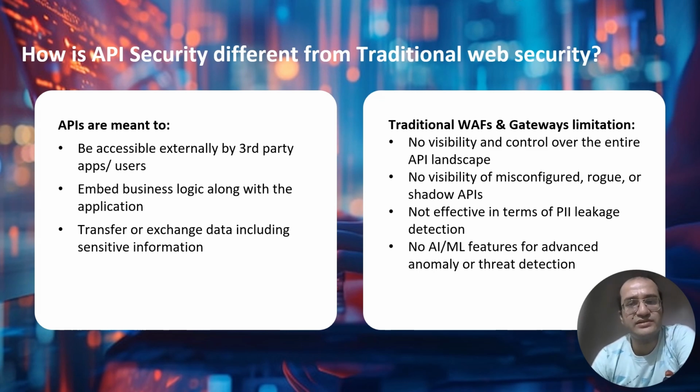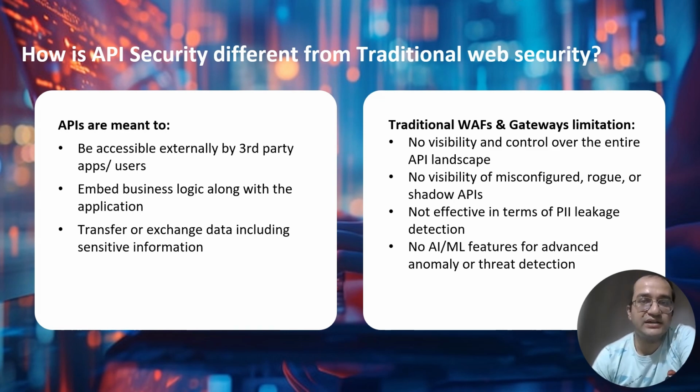Traditional web applications may not face the same level of risk from automated attacks and resource exhaustion as much as APIs do. By implementing rate limiting and resource management measures, organizations also protect their APIs from DDoS attacks and other forms of abuse. And lastly, logging and monitoring.